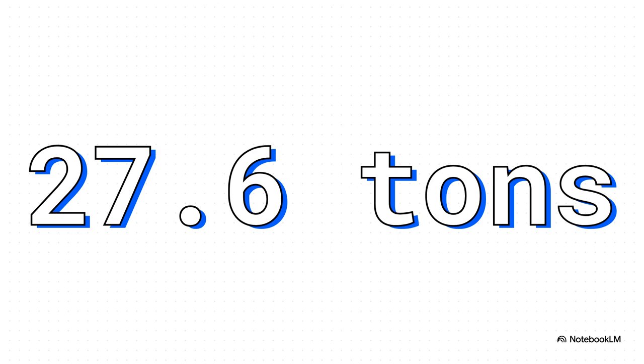I want you to think about this number, 27.6 tons. That's how much rock and earth has to be dug up, moved, and processed just to find a single 1-carat gem-quality diamond. That's the weight of about 5 elephants for one tiny stone.